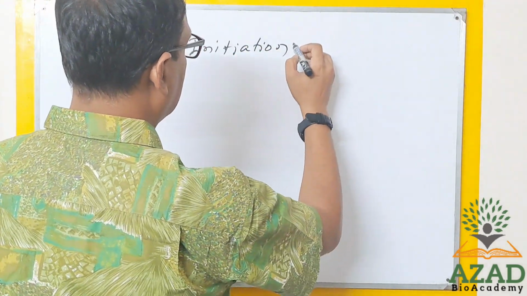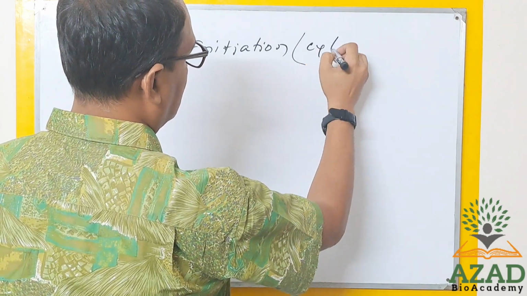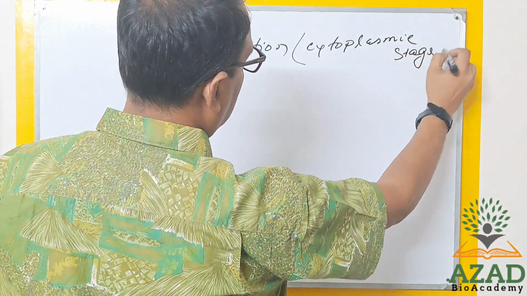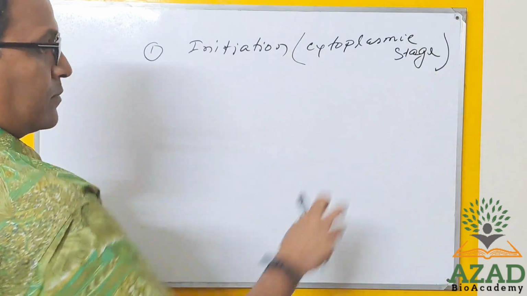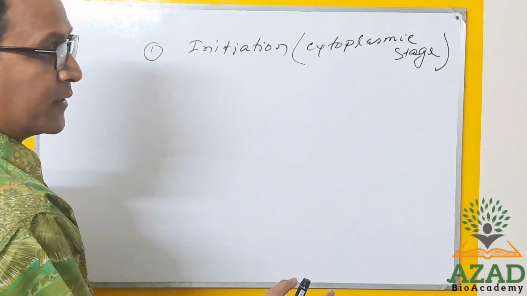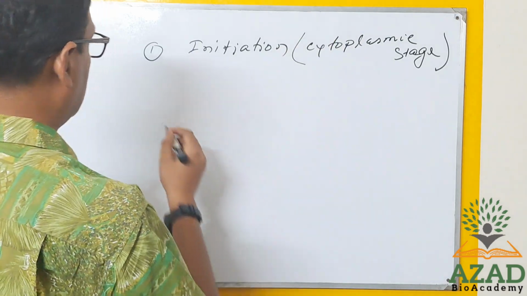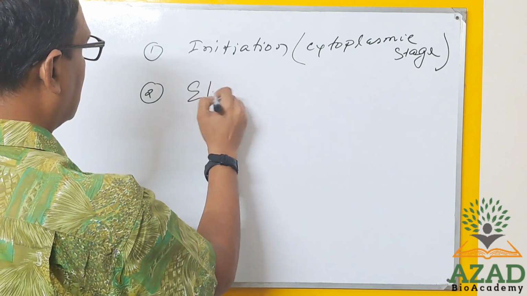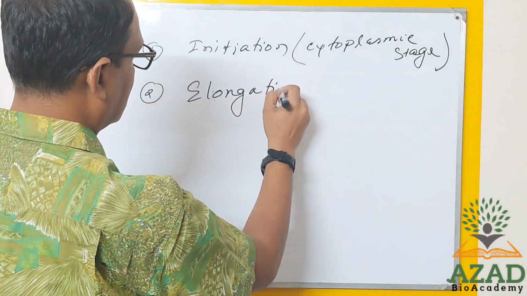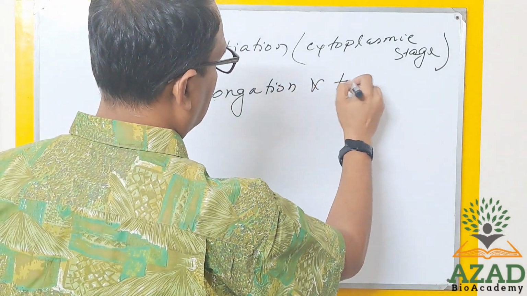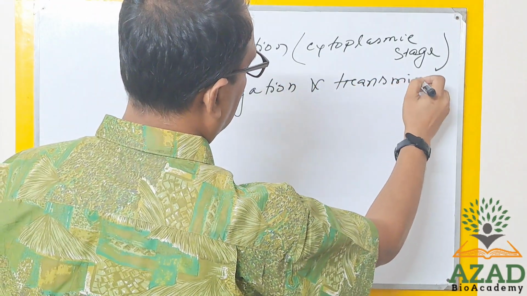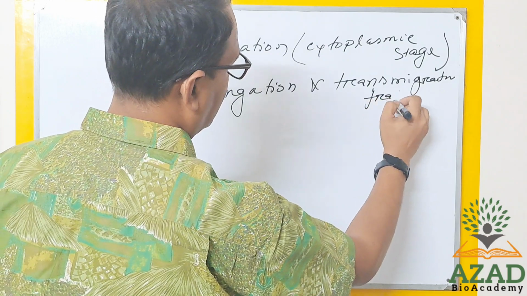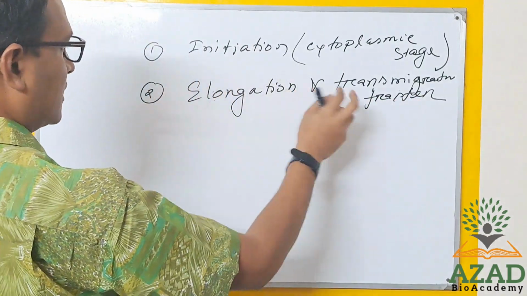That is basically the cytoplasmic stage. That means all the associated processes will be within the cytoplasm. The second one is elongation and transmigration, or you can say transport simply, and that is the membrane stage.